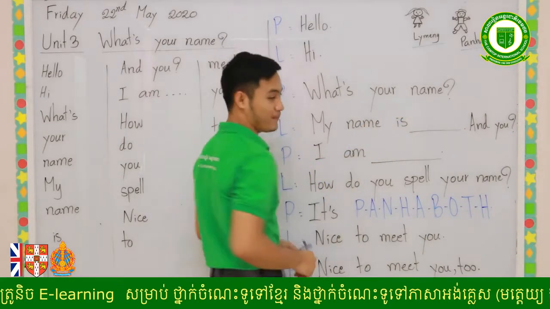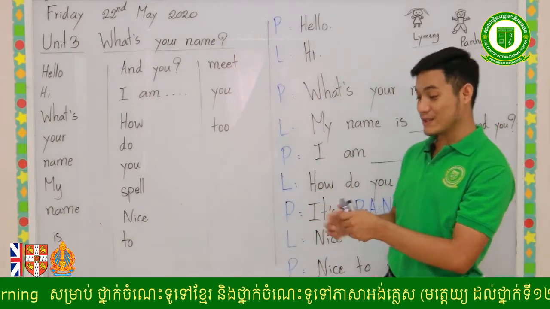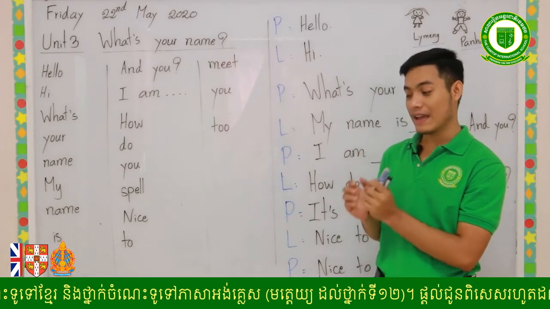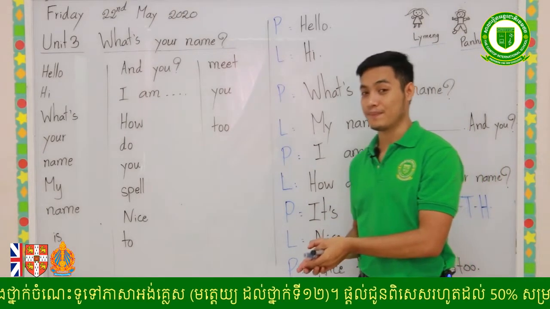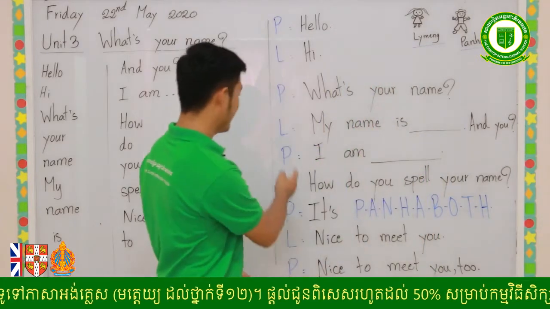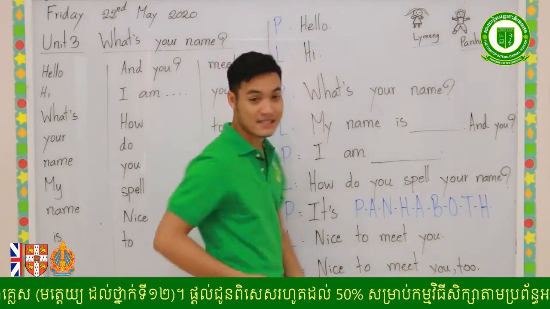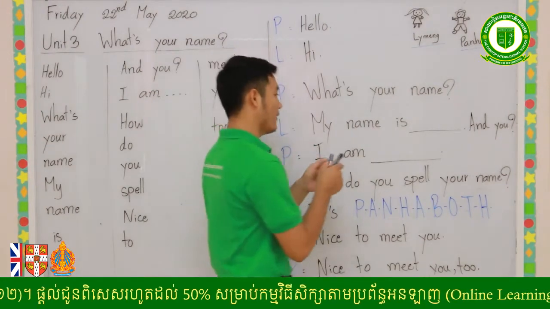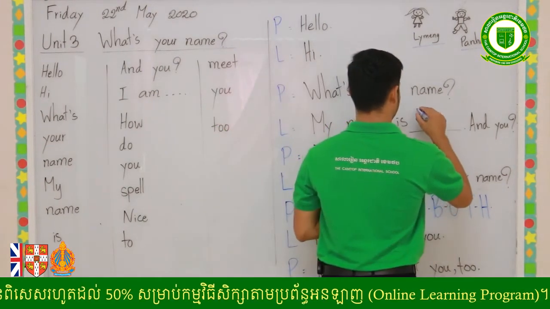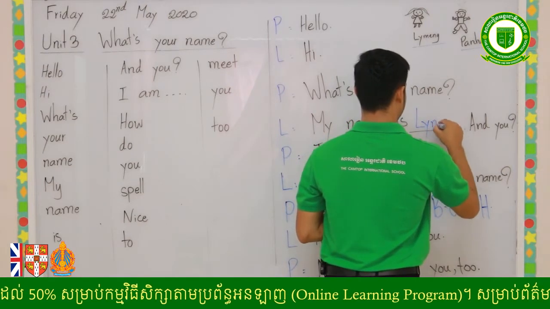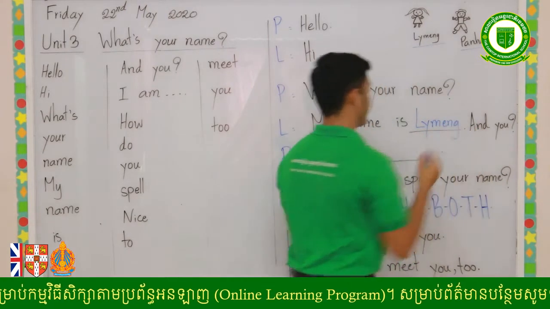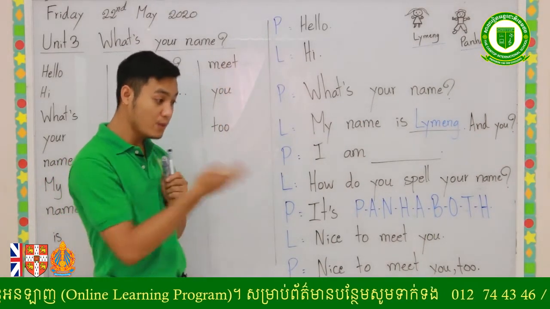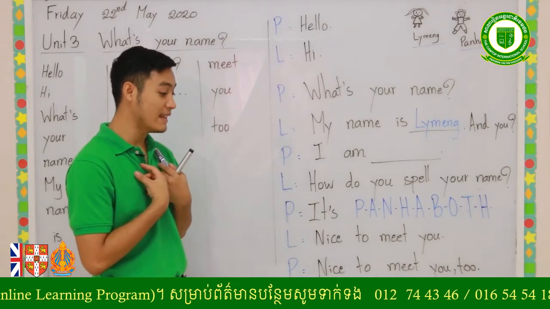And then Panyabot starts the question. What's your name? Okay, again, what's your name? And then Li Ming answered, my name is Li Ming. Okay, here, Li Ming. My name is Li Ming. And you?